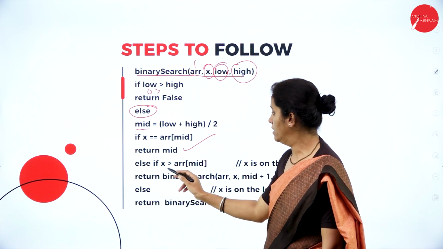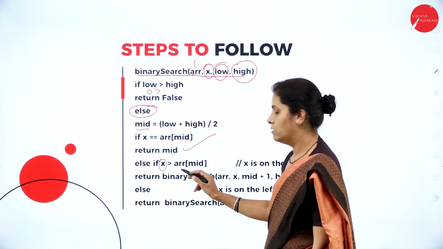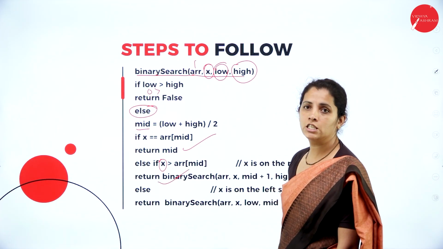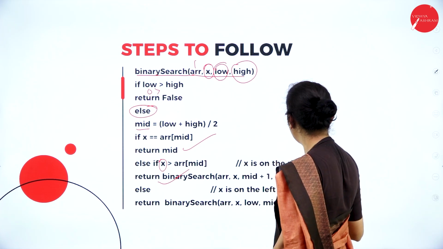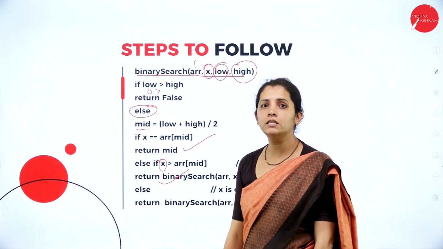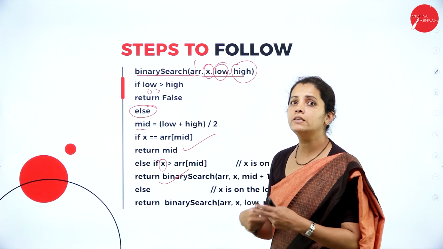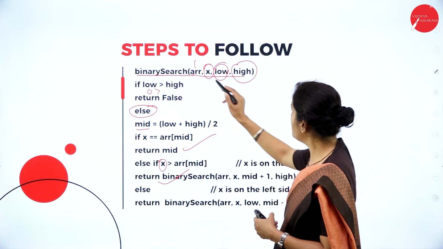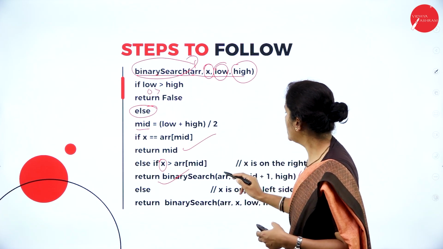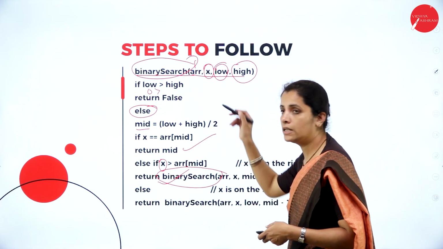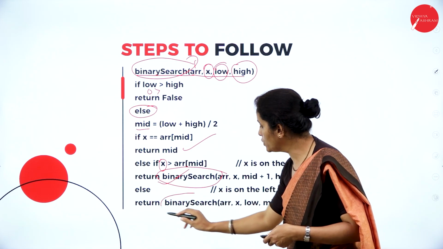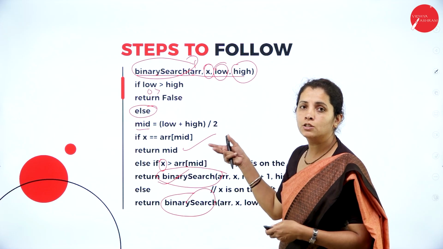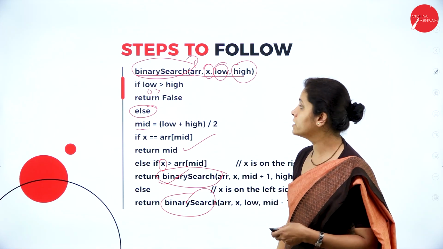Else, if key is greater than array of mid, then I'm going to call the binary search. So it is an example of recursion. What is a recursive algorithm? Calling the same method again and again inside the method. What's my method name? Binary search. I'm going to call the method inside the binary search, here also inside the binary search. This is known as recursion.